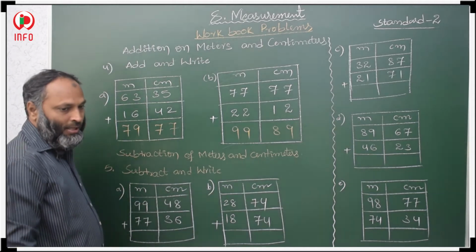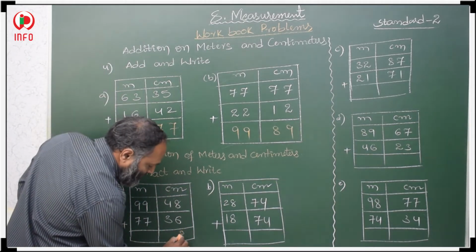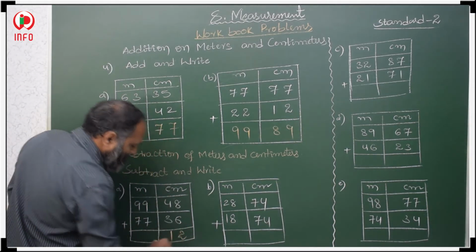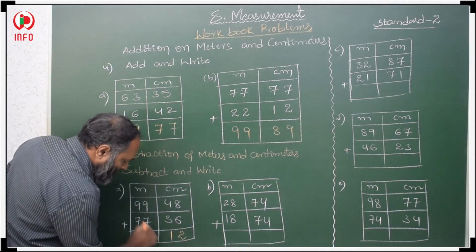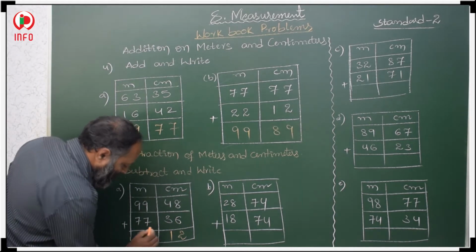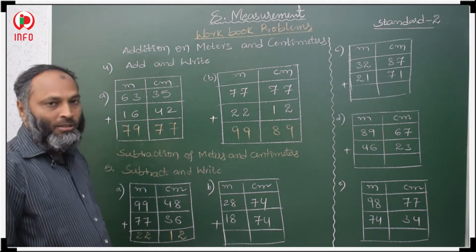8 minus 6 is 2. 4 minus 3 is 1. 12 centimeters. 9 minus 7 is 2. 22 meters, 12 centimeters.